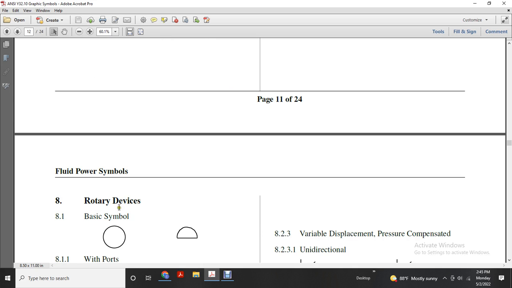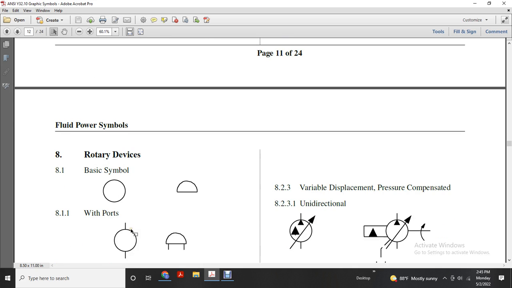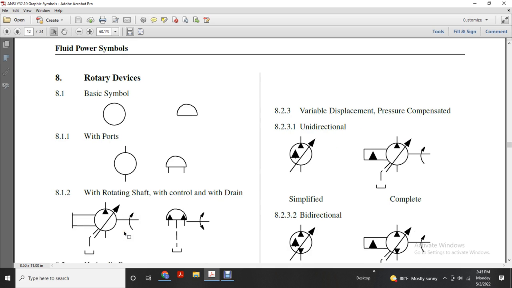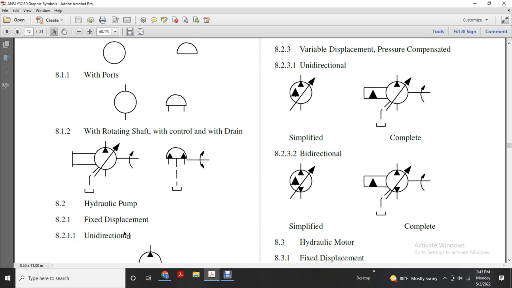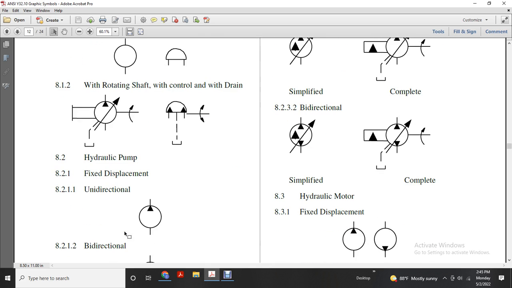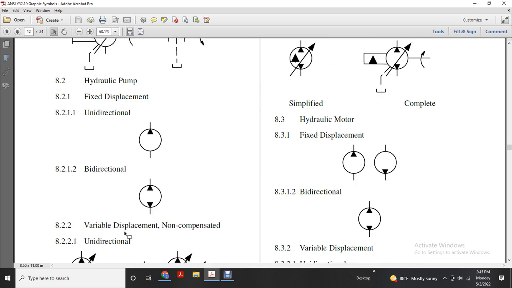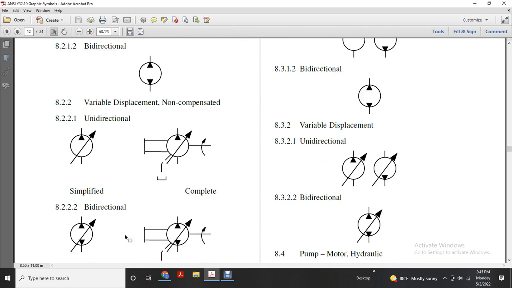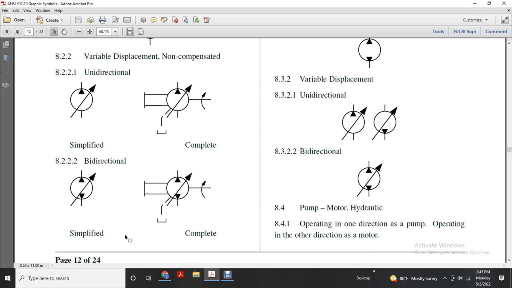Okay, rotary devices. Basic symbol: circle, semicircle with ports, with rotating shaft, with control, and with draining. Hydraulic pump: fixed displacement, unidirectional, bidirectional; variable displacement, uncompensated, unidirectional, simplified, complete, bidirectional, simplified, complete.